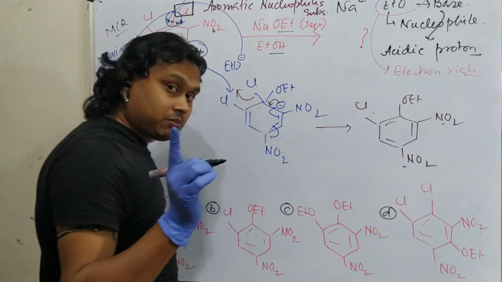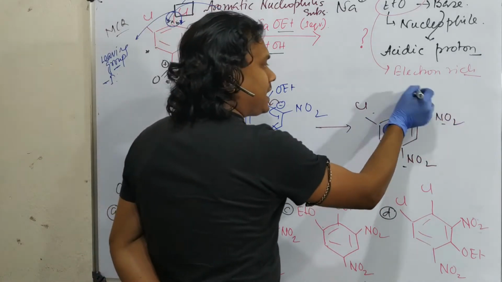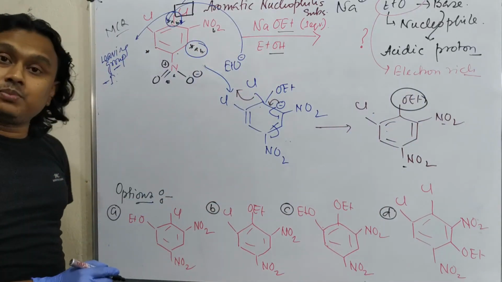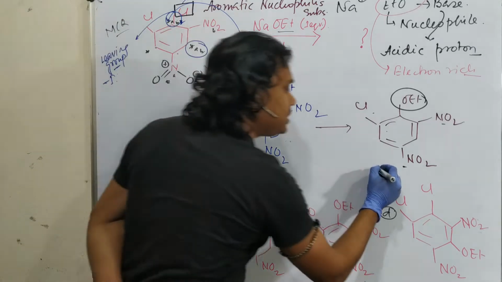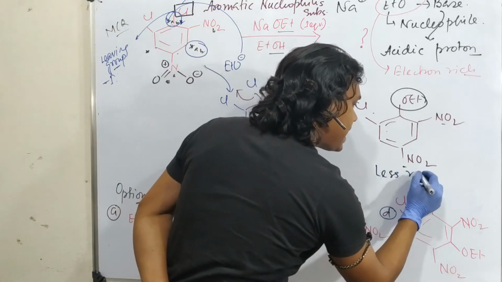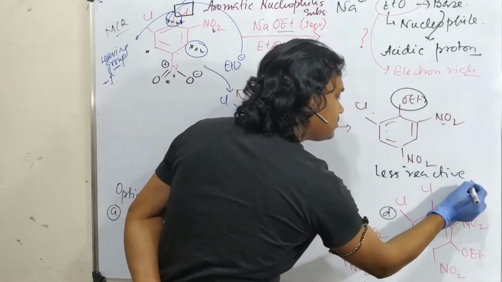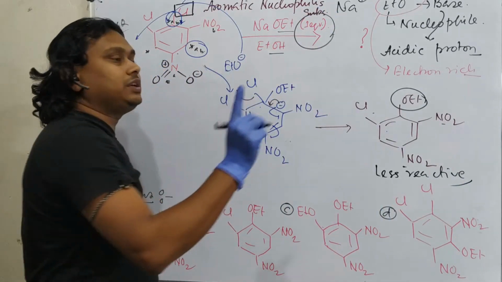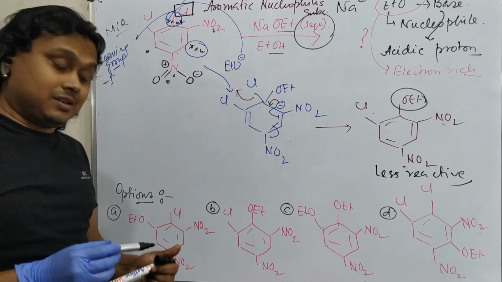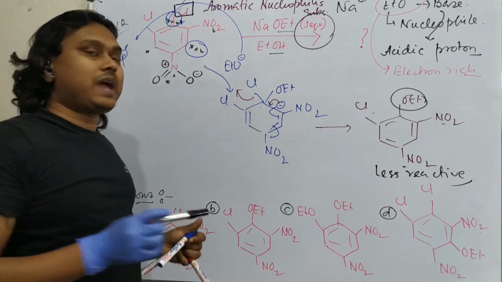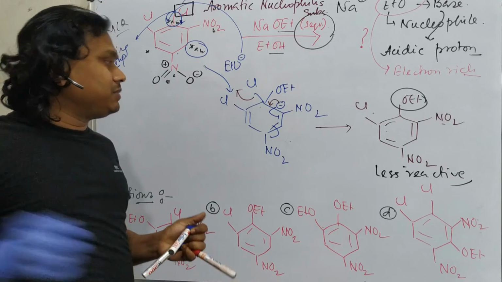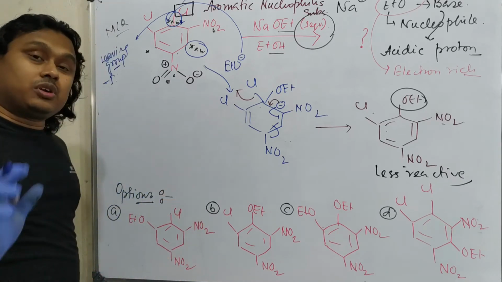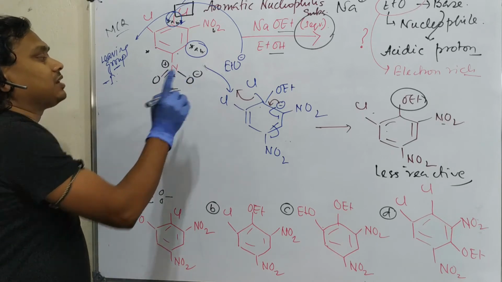Fine. Point number 1. Point number 2, after attachment of this OEt, this ring is not so electron deficient like the previous one, so this is actually less reactive. Okay, point number 2. Point number 3, just look at the question. I have given only one equivalent of reagent. When your product is less reactive than your starting material, then it is expected that the product will not react until all the starting material is consumed.